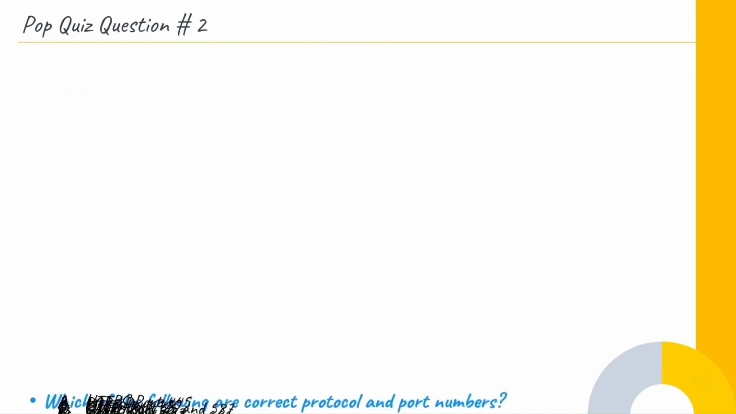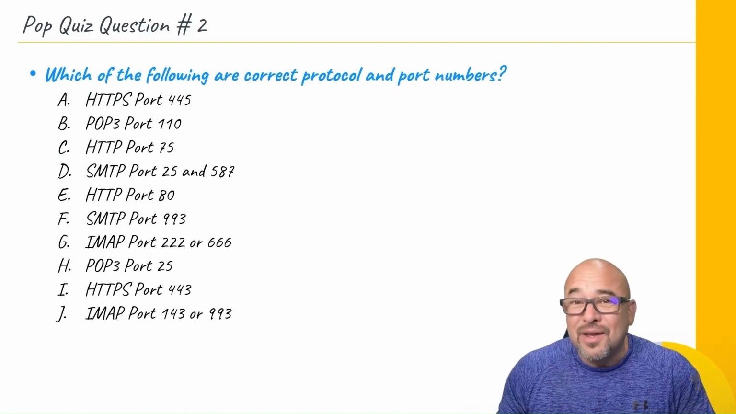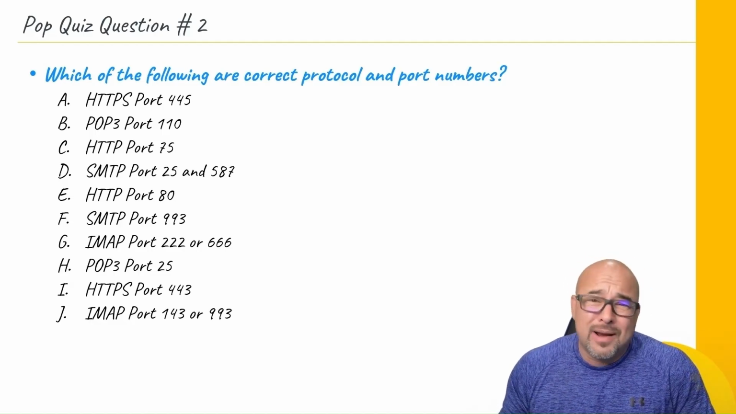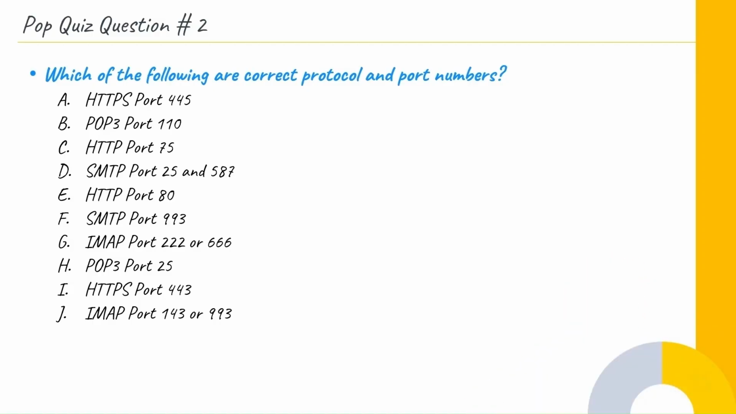Pop quiz question number 2. All right. Which of the following... you're going to have to have more than 3 seconds for this one. I think I'll need more than 3 seconds for this one. Which of the following are correct protocol and port numbers? Now, granted, this one's going to require a few more brain cells. You're going to need a little better memory, or you might need to review the material where I talked about these things. But the basic idea here is I only want you to pick the answers that have the correct port number next to the protocol.